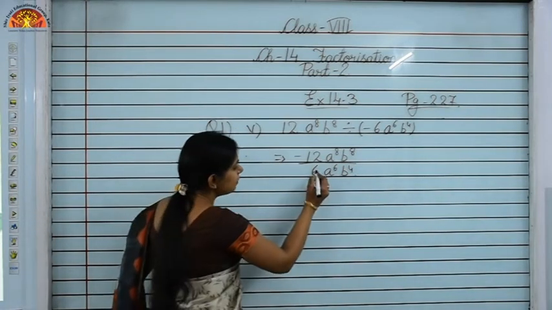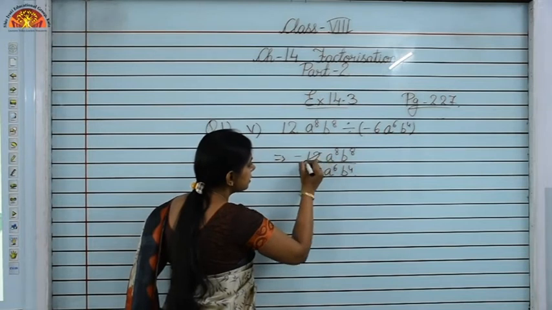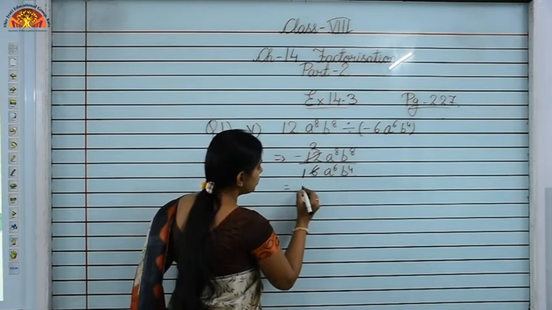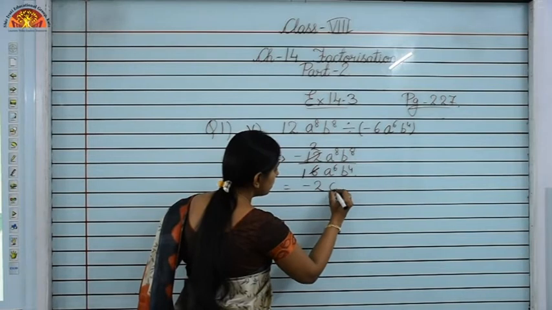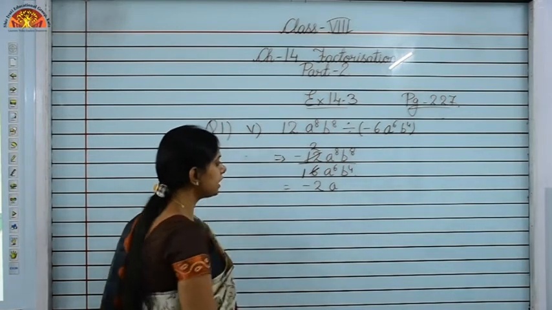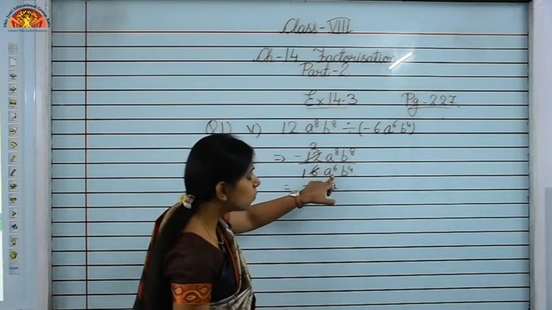Now again you can simplify. 6 ones are 6, 6 twos are 12. So it is minus 2. Now here it is a raised to the power 8 divided by a raised to the power 6.